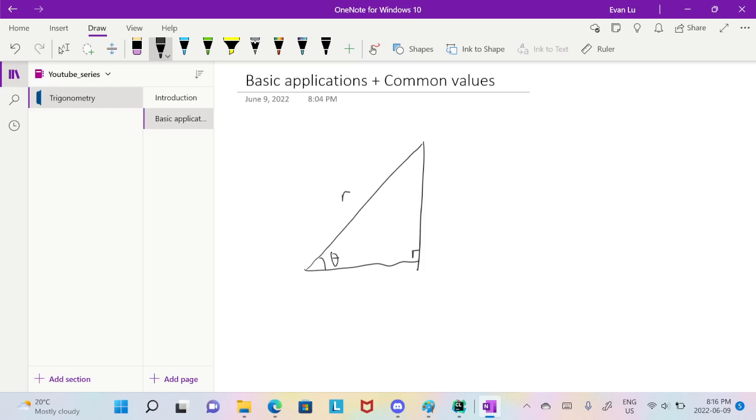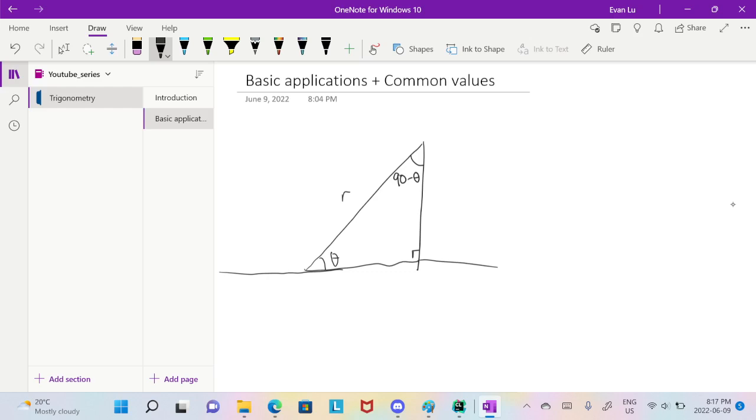Now, this last angle over here, we don't really need trigonometry. That's just angle chasing. Because the angles of a triangle add up to 180 degrees, and we already have a 90-degree angle, this angle is just going to be 90 minus theta. But then what about these other two side lengths? Don't really know what they are. So trigonometry gives us the power to solve that.